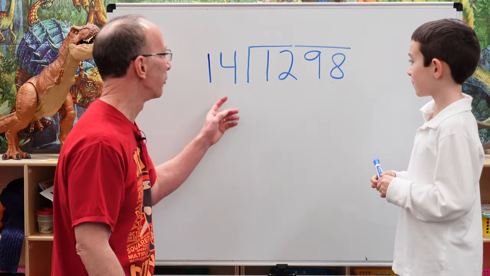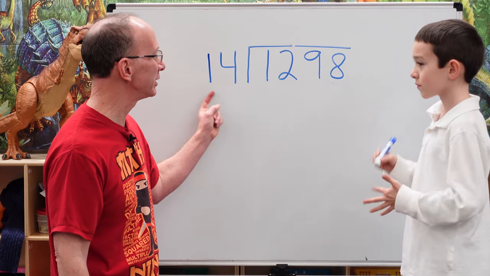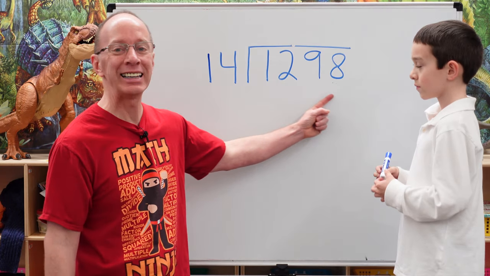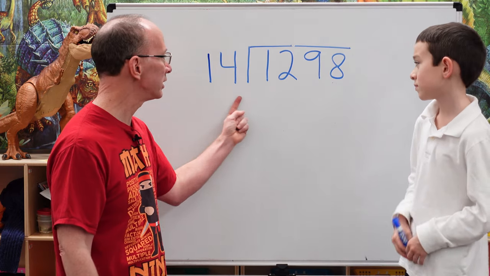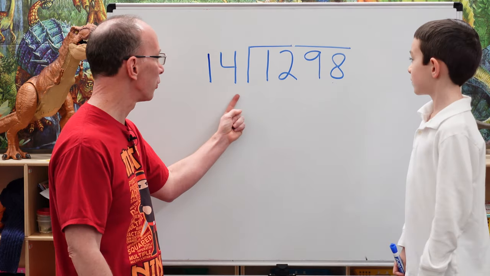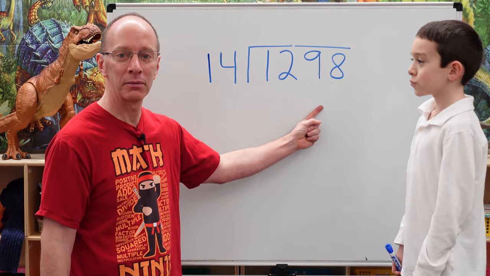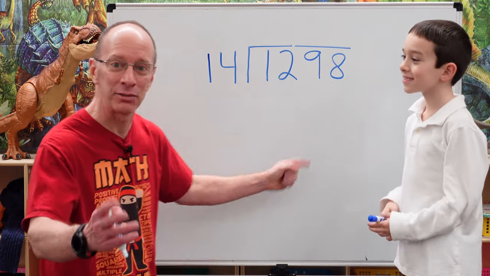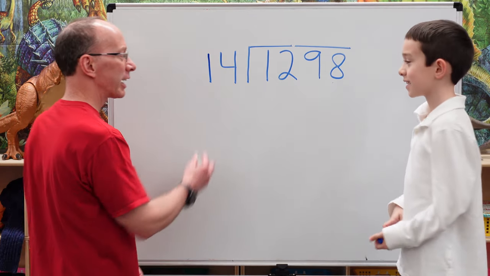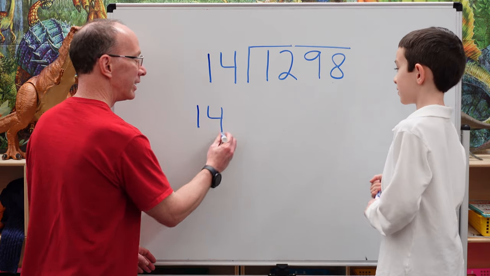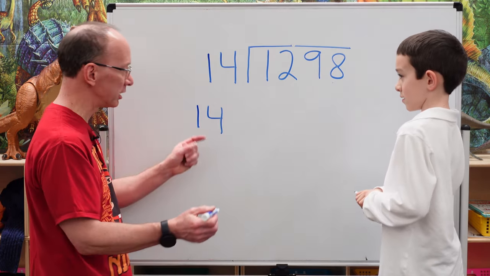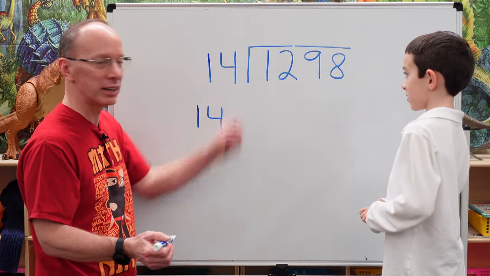All right, here. We've got to figure out how many times we can put 14 into 1,298. Can I put 14 into 1? No. Can I put 14 into 12? No. Can I put 14 into 129? Kind of, all right. How many times do you think I could put 14 into 129? Nine, all right. That's a good guess, because if it was 10, it would be 140, and that's too high.